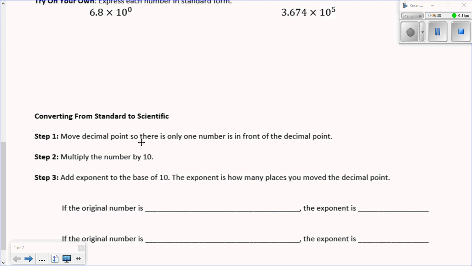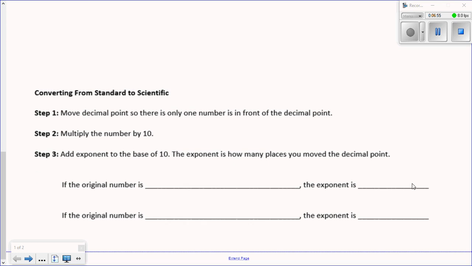You're going to move the decimal point so there's only one number in front of the decimal point. Okay. You're going to multiply that number by 10, and then you're going to add the exponent to the 10. The exponent is going to be how many places that you move your decimal point. Now, something else you need to consider is if it's going to be a positive or negative exponent.